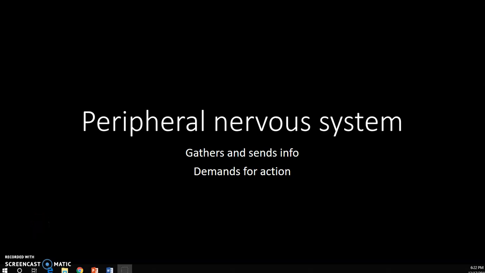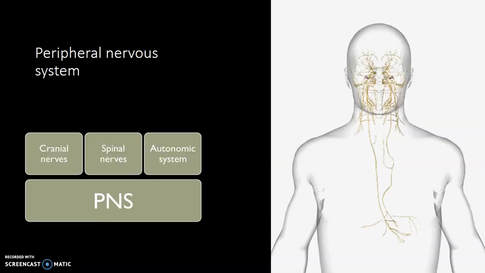The peripheral nervous system gathers and sends information from our environment to the central nervous system, and then demands for action from the nervous system extend back to the sense organs. There are three parts of the peripheral nervous system: the cranial nerves, the spinal nerves, and the autonomic system.